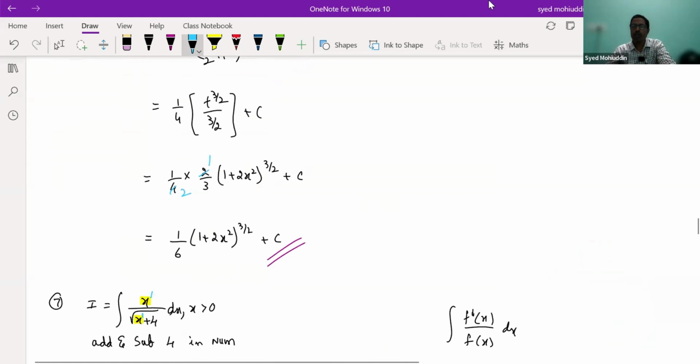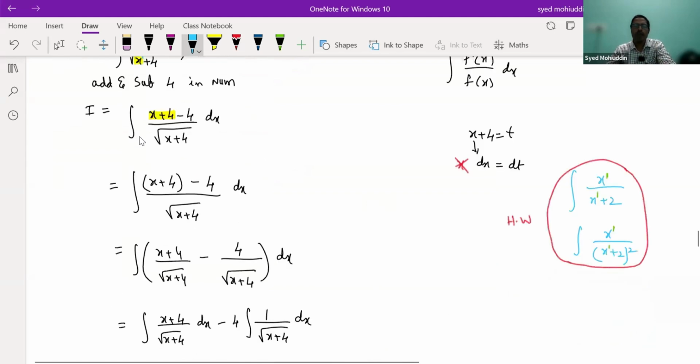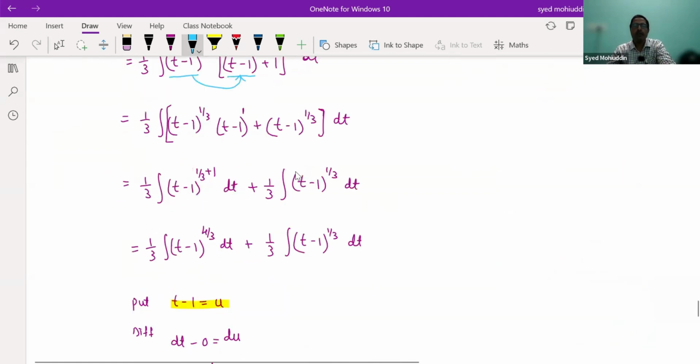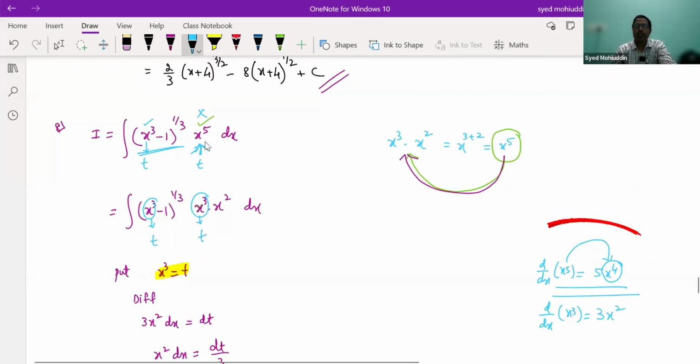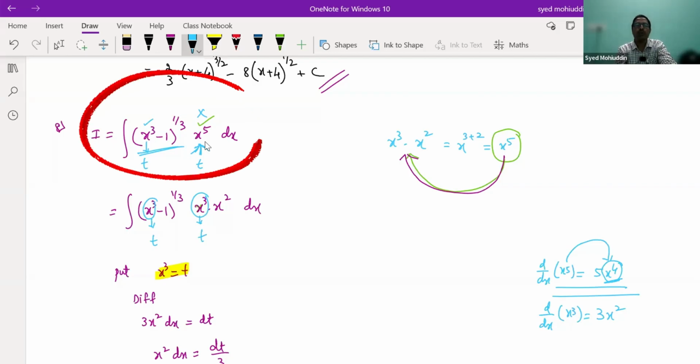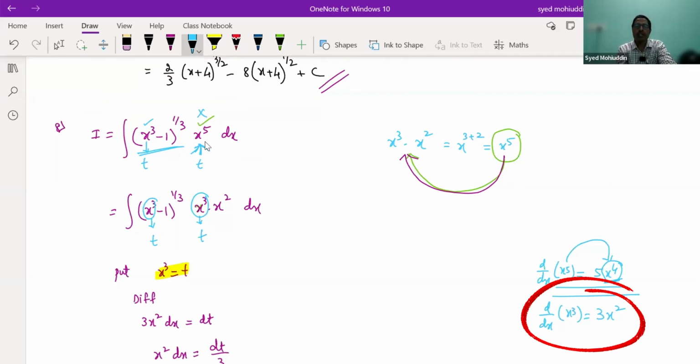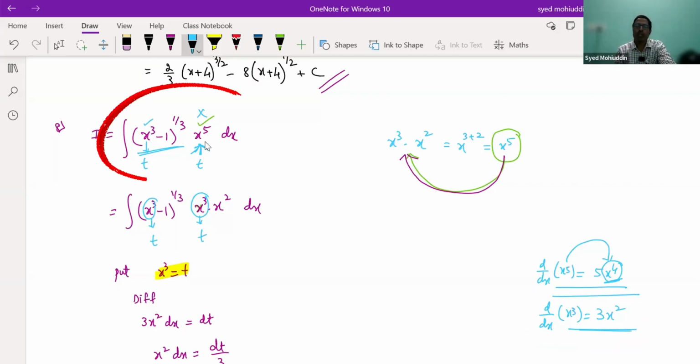But in this case, what is happening? X power of 5 is there, but the moment I differentiate x power of 5, I get x power of 4, and there is no x power of 4. So that will fail. Therefore, I decided to differentiate x cube. If I differentiate x cube, I'll get x square. But x square is also not there. That will also fail. Now the question is what to be done.